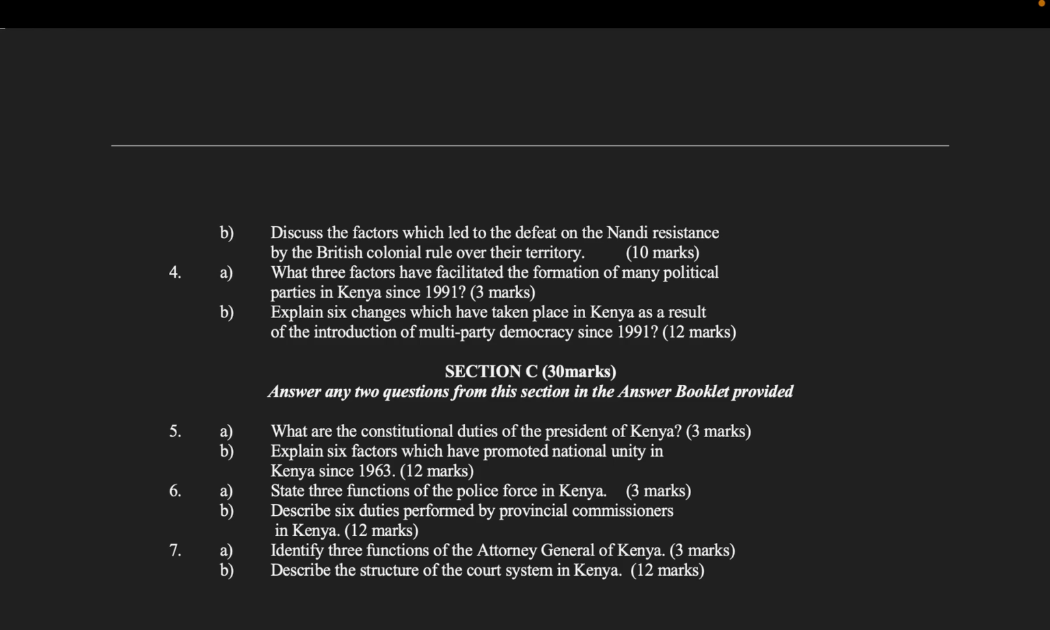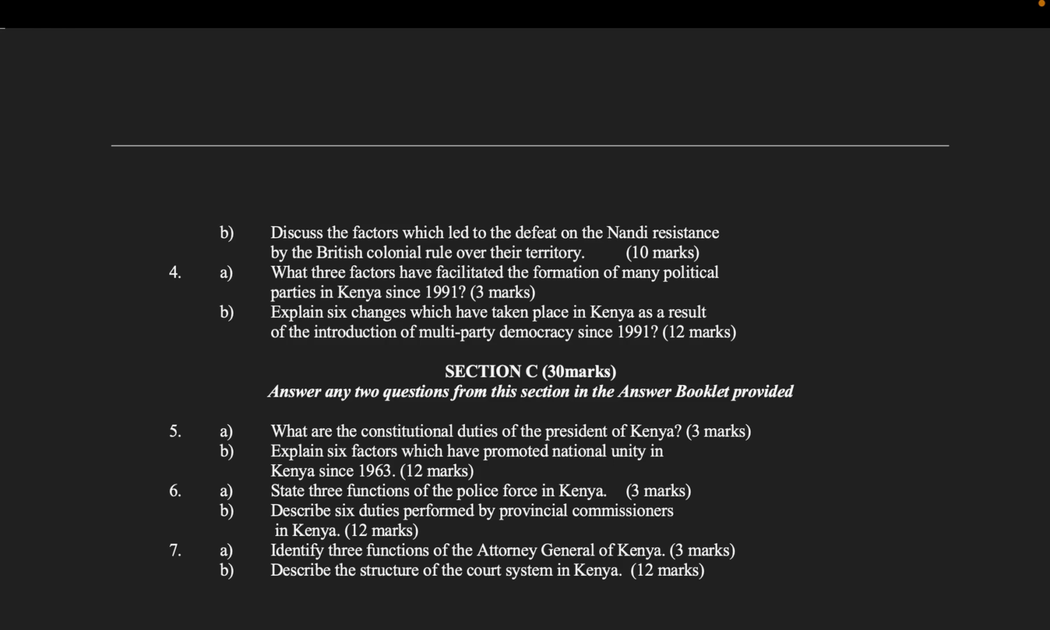V. They issue permits for the holding of public meetings in their respective provinces. VI. The provincial commissioners serve as chairpersons in the provincial security and intelligence committees. VII. They are charged with the responsibility of maintaining security in the area. VIII. They coordinate development programs and services as chairpersons of the provincial development committees. IX. They are in overall control of all government departments in their respective provinces.